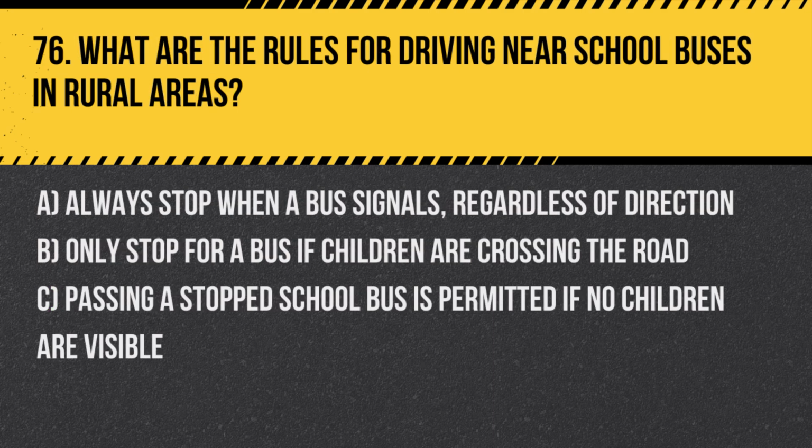Question 76. What are the rules for driving near school buses in rural areas? A. Always stop when a bus signals, regardless of direction. B. Only stop for a bus if children are crossing the road. C. Passing a stopped school bus is permitted if no children are visible.